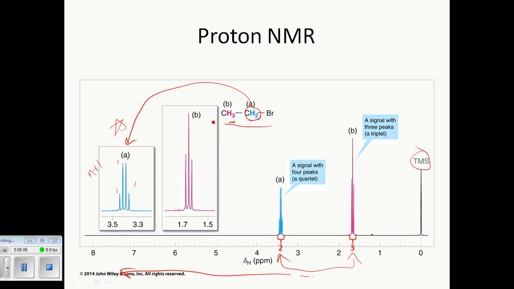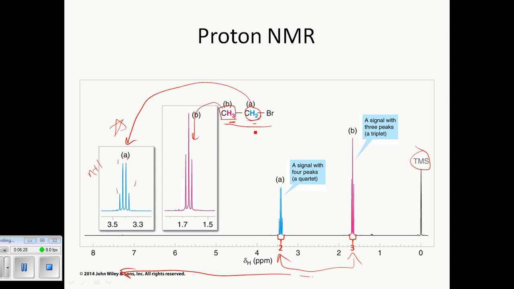And then likewise we have these red CH3. They're surrounded by 2 hydrogens, so n+1 would be 3, so that's why you see a triplet there. So again, the splitting pattern gives us how many hydrogens are next to it. Where it is on the spectrum tells us what's next to it.